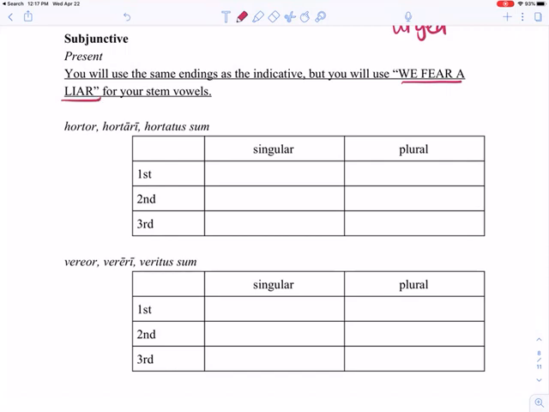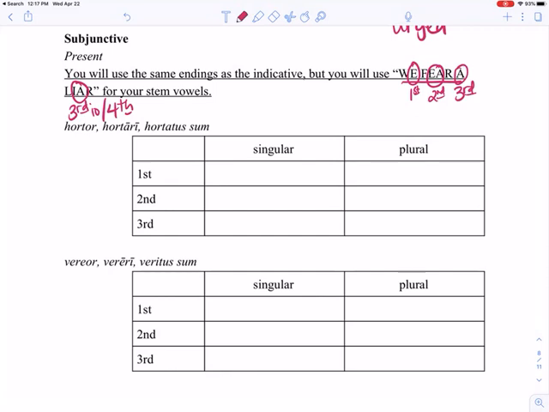Okay, so remember this first E was for first conjugation. The EA is for second. The A by itself is for third. And the IA is for third IO and fourth conjugation verbs. Okay? So let's start with our first conjugation verb, hortor.